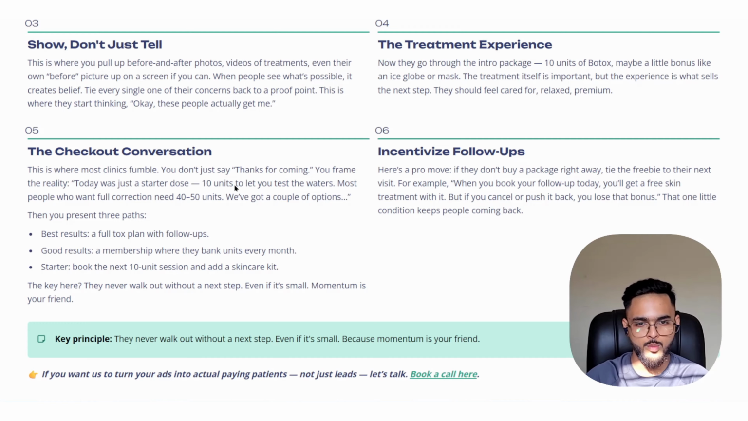The final part is incentivize follow up. So here's a pro move. If they don't buy a package right away, tie the freebie to their next visit. You can say, when you book your follow up today, you will get a free skin treatment with it. But if you cancel or push it back, you will lose that bonus. That one little condition keeps people coming back.